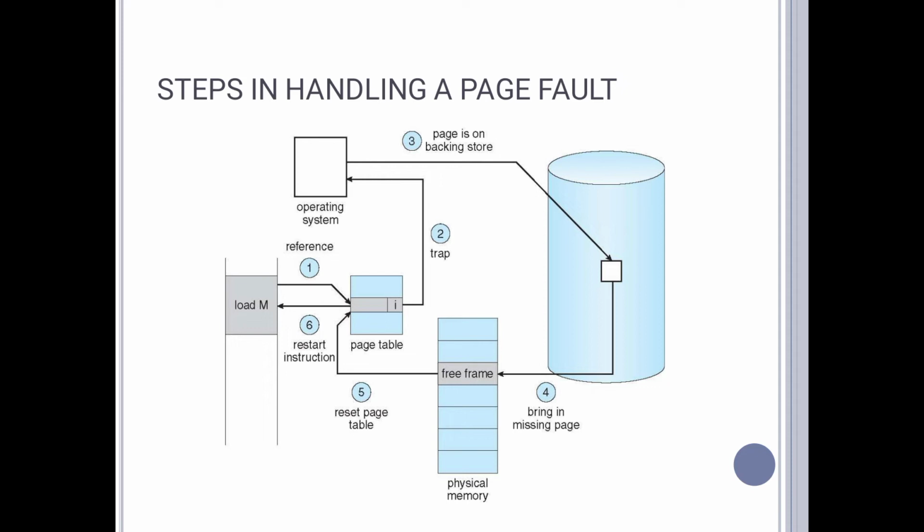If the reference was invalid, we terminate the process. If it was valid but we have not brought in that page, we now page it in. So we find a free frame by taking one from the free frame list. Then we schedule a disk operation to read the desired page into the newly allocated frame.